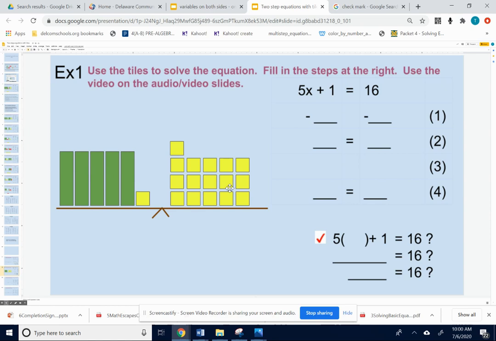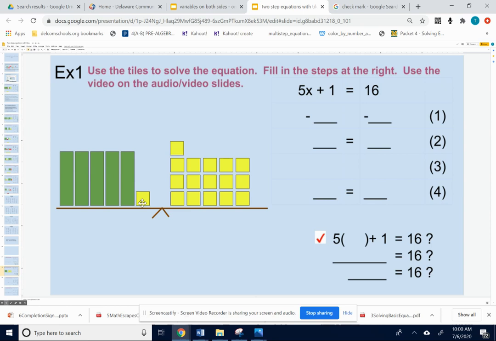We have 5x plus 1 equals 16. My first goal is to get these rectangles, these x's, alone. And I'll be honest with you, there's always going to be kind of a hint until you get really good at this, because see the subtraction symbol for row 1? That tells you you're going to take away something. So let's take away something from both sides so that all of the x's are alone.